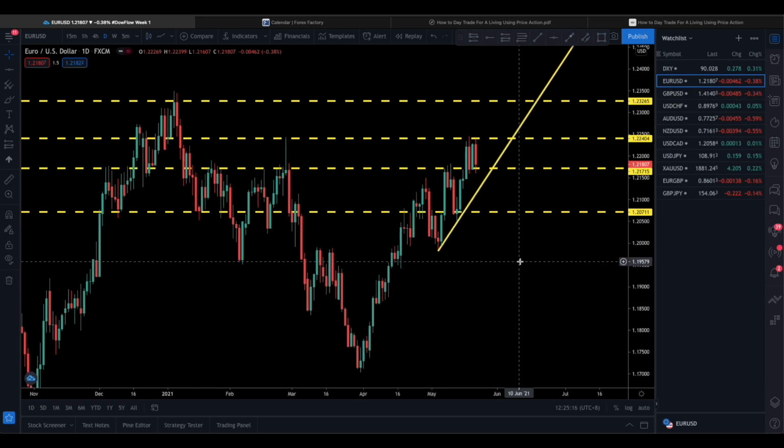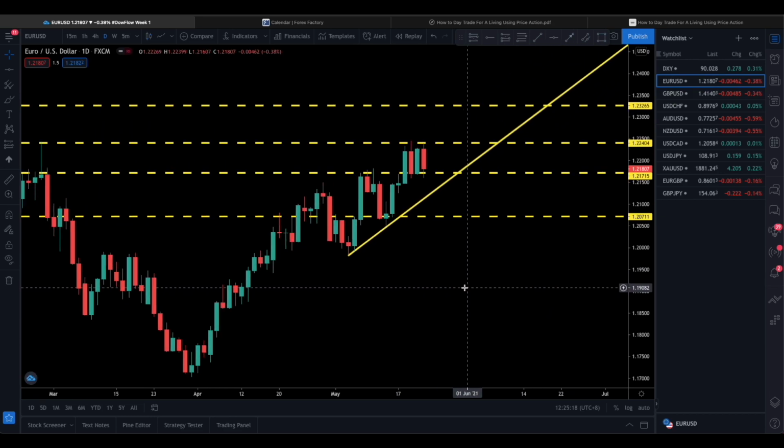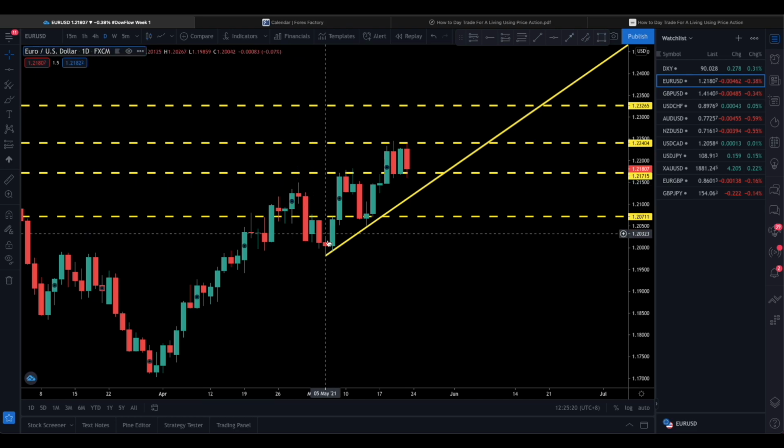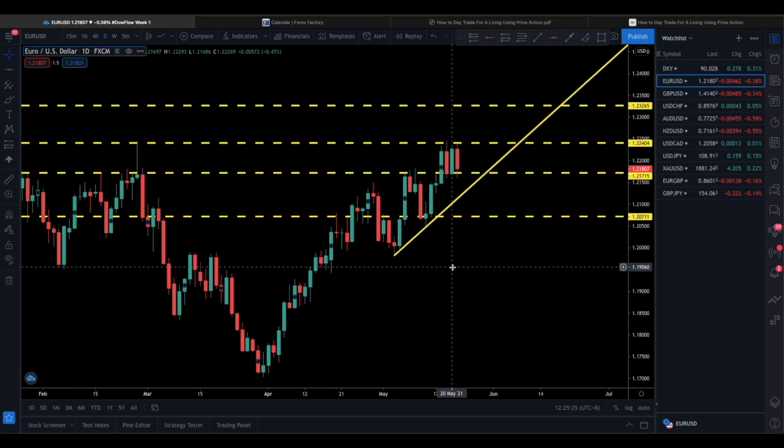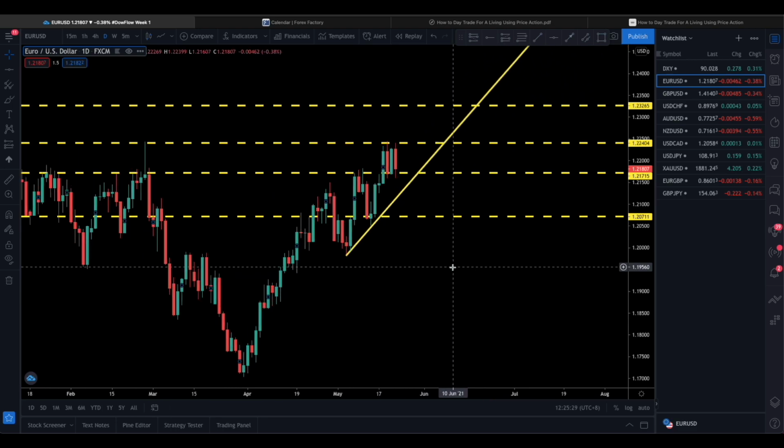Now, euro dollar, the market condition is bullish. Okay, let me just show you. This is the high, this is the low, this is the higher high, higher low, higher high. Okay, so market condition wise is definitely bullish. Now the question is, where do we buy, right?